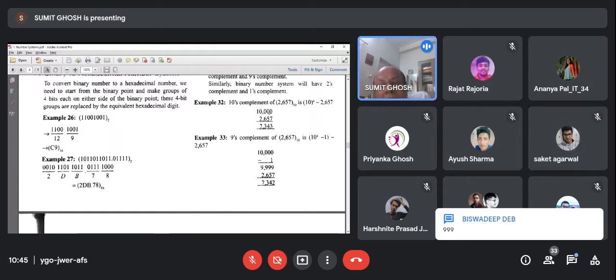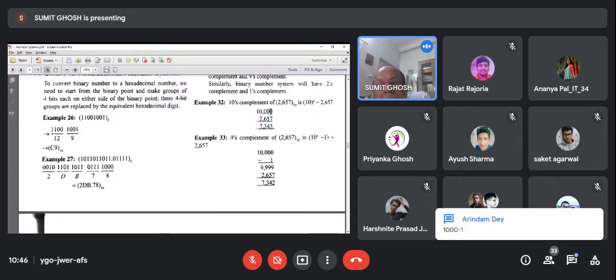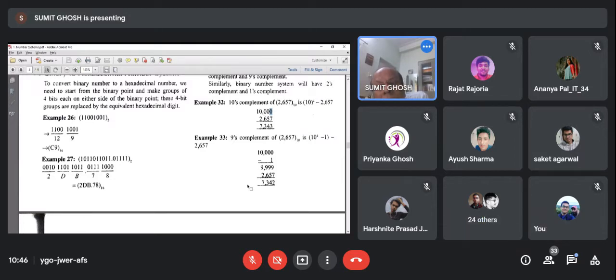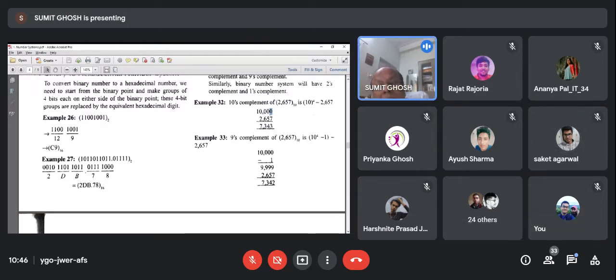Just try to understand. See, the first digit is 0, so I cannot subtract 7 from 0. So I take a carry from the left 1000. Then I get 10, and 10 minus 7 is equal to 3. Clear? But when I take a carry from this 1000, I am left with 999. So once I get 999, I can subtract 2657.